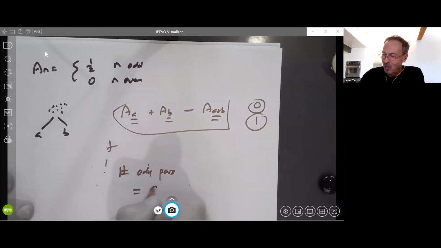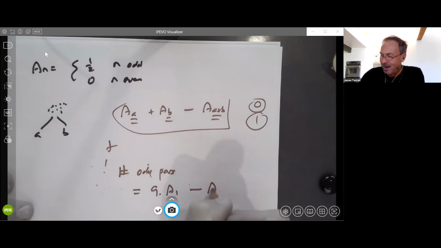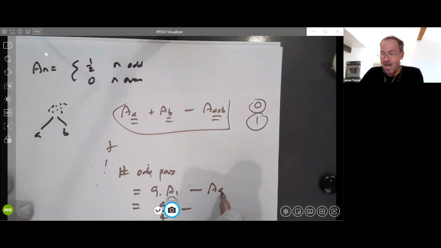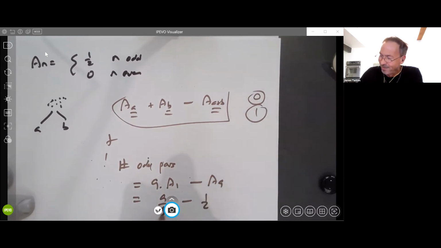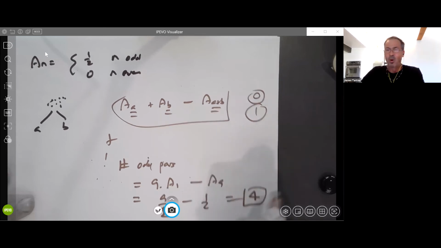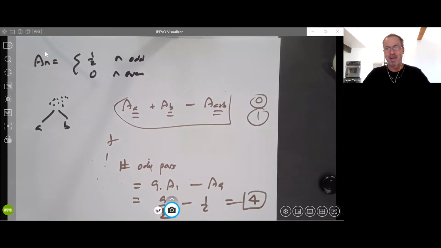It's going to be 9 copies of A1 minus A9, which is 9 copies of A1. Oh, that's a half. 4.5 minus A9. Oh, that's an odd number, a half. Whoops, half. That's 9 halves minus 1 half, which is 4. You will always see 4 odd pairs as you play the game. Whoa, this is so crazy and fun. But I've got 4 more minutes to keep on going. This is so jolly good.